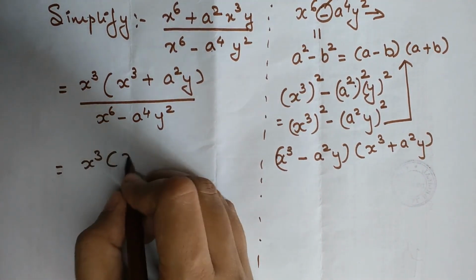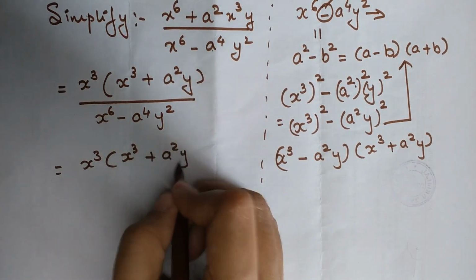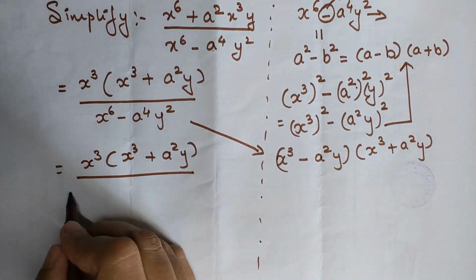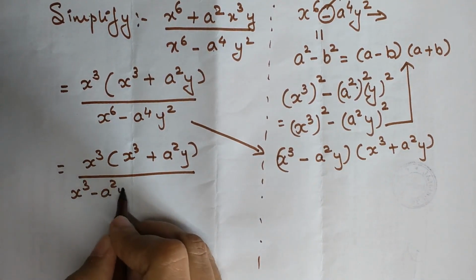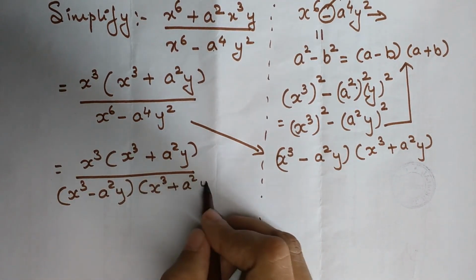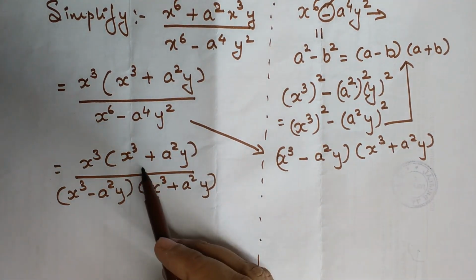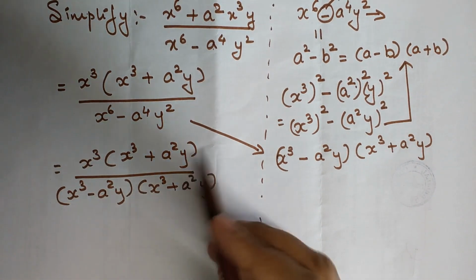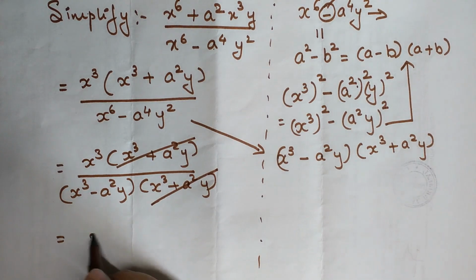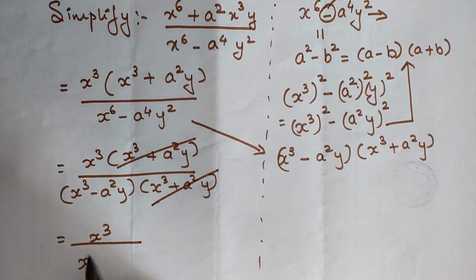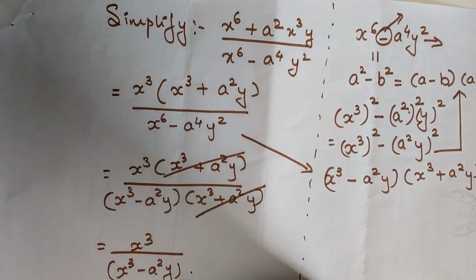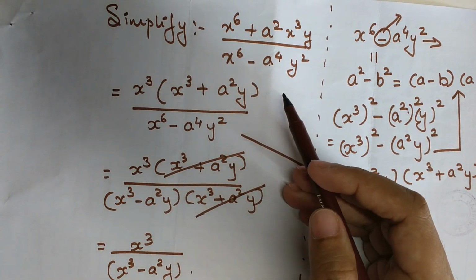So let's write this down. We'll keep the numerator as it is, and the denominator, in place of this, we'll write this, which is nothing but (x^3 minus a^2 y), one bracket, the other bracket is (x^3 plus a^2 y). Now as you can see, this bracket as well as this bracket are one and the same, so you can strike that out. So now you are just left with x^3 upon (x^3 minus a^2 y). So that is your simplified answer for this tricky looking question.